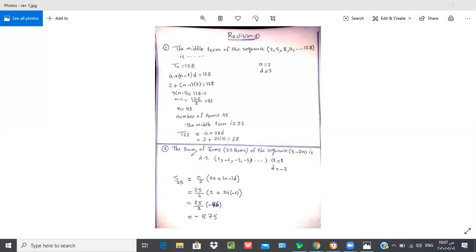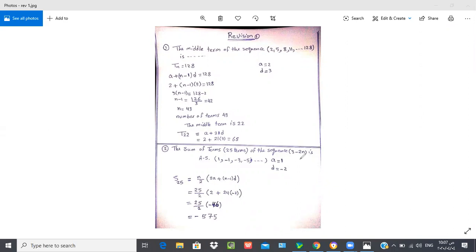Okay, the next one is the sum of 25 terms of the sequence Tn equals 3 minus 2n. Here, this is an arithmetic sequence. Why? Because it's 3 minus 2n. If I have a fraction, or n in a power, in this case it will be a geometric sequence, but you haven't studied geometric sequences yet.